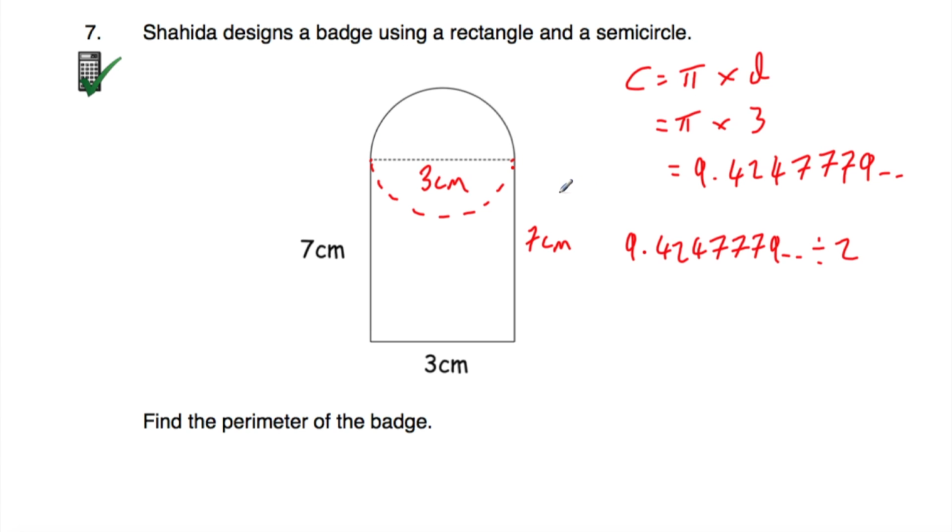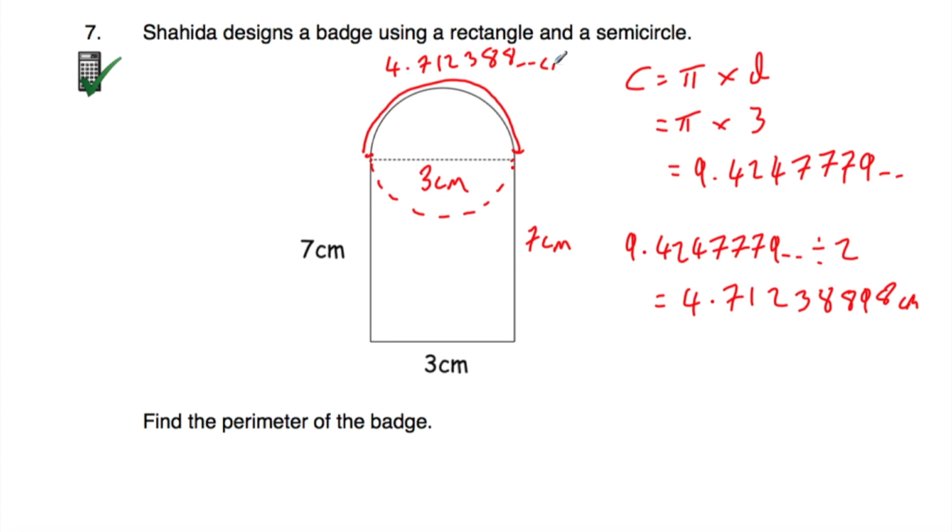So divided by 2 would be 1.5 pi, or 3 over 2 pi, or 4.7123898 and so on centimeters. So that means the distance from here around the arc to here would be equal to 4.7123898 and so on centimeters.